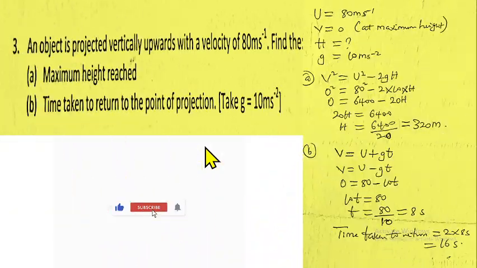Let's see question number 3. Question number 3 is on motion, vertical motion against gravity. An object is projected vertically upward with a velocity of 8 meters per second.